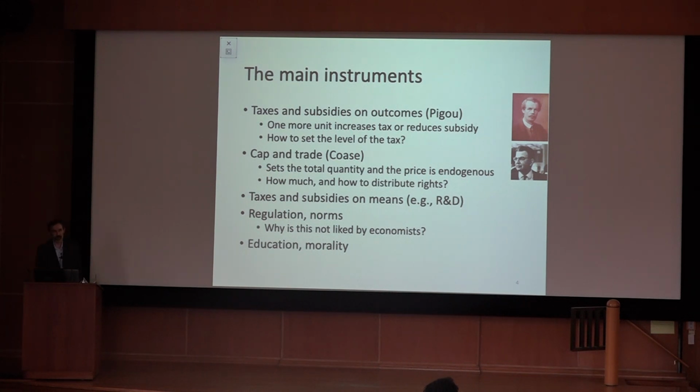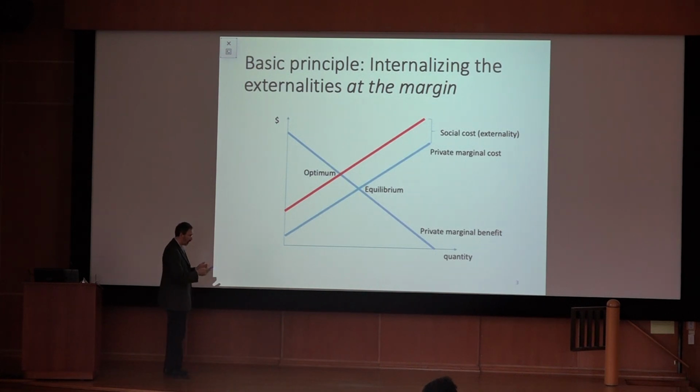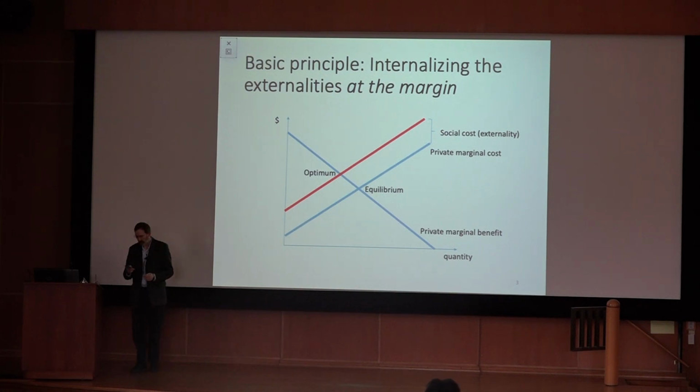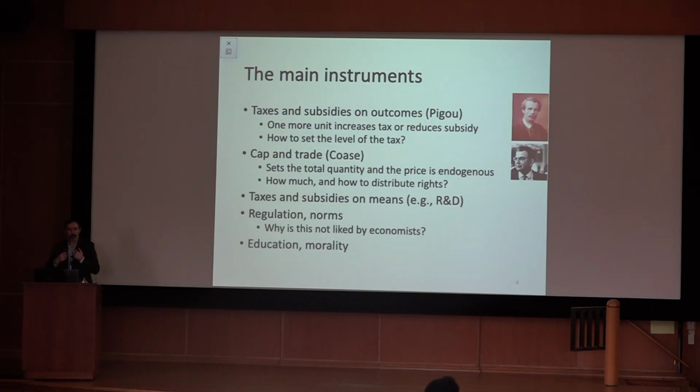The other instrument, and the name associated with that is Ronald Coase, an American economist, is the cap and trade mechanism. So the idea here is you determine the total quantity you want to allow of these externalities. So if you go back to my graph here, you say, okay, we know where we want to go. The total quantity is here. So let's say that's the total quantity we allow. And we'll grant permits to people that correspond to this total quantity, and people will be able to trade so that they allocate between them the allowed quantity, and the price of this thing will be endogenous, will be formed on the market.